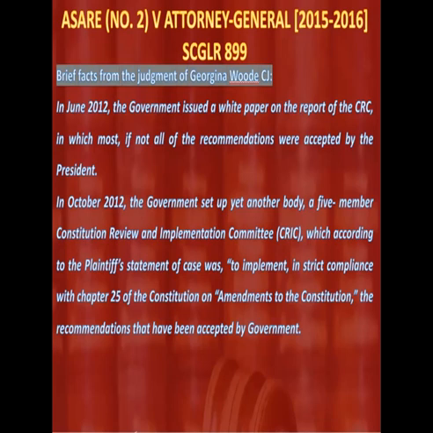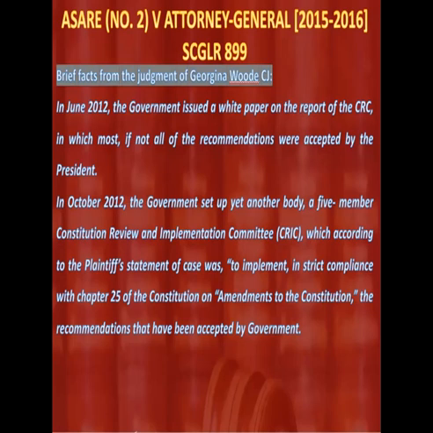Don't be confused. There are two bodies over here. In 2010, the first body that was formed was a 9-member Constitution Review Commission. They were to consider the advisability of possible amendments to the 1992 Constitution, and they bring a draft bill for the possible amendments. When they gave their report, the government of Ghana accepted their recommendations. So to implement the recommendations, the government in 2012 set up another body, a 5-member Constitution Review and Implementation Committee. Their role was to implement the recommendations of the Constitution Review Commission.